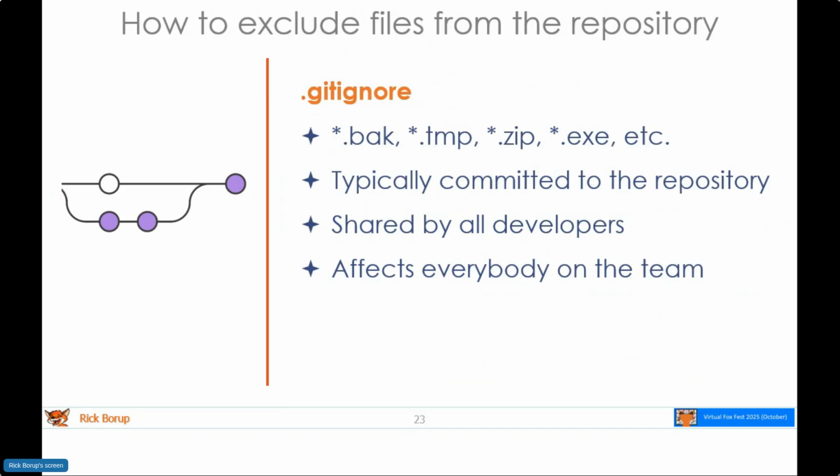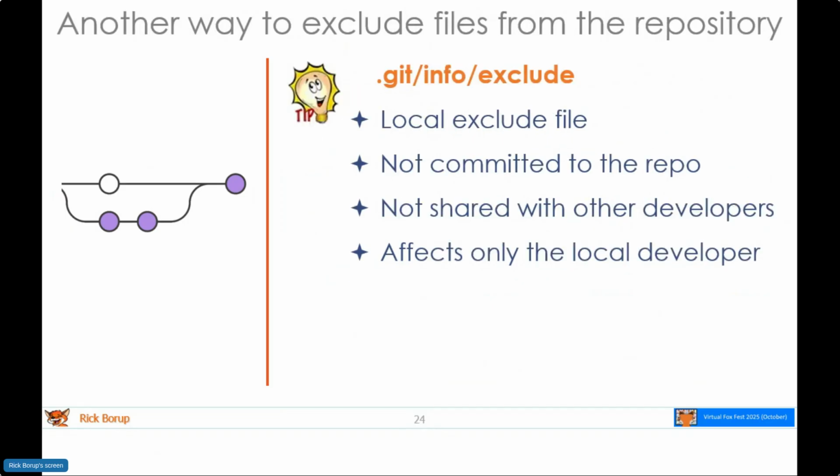But if there are files that are local to the individual developer, then there's another way to exclude them, and that's called the exclude file. It lives in the .git/info folder. It doesn't have a file extension. It's just called exclude. It's a text file, and you can think of it as a local exclude file. It is not committed to the repository. It's not shared with other developers, and therefore it affects only the local developer.